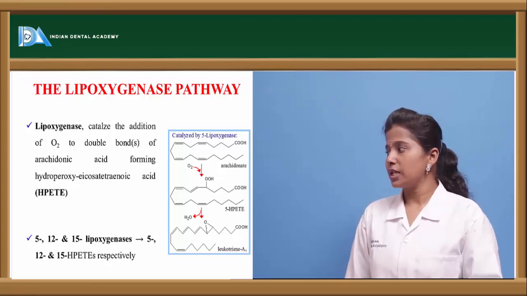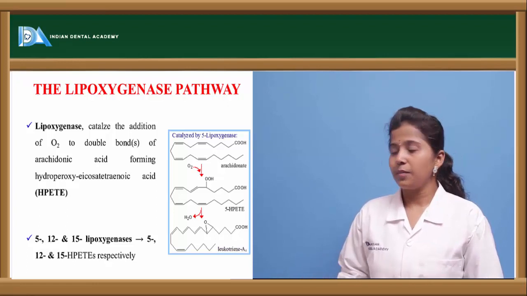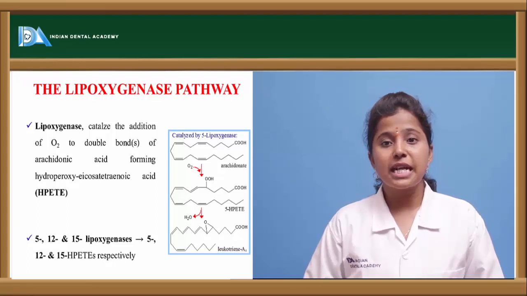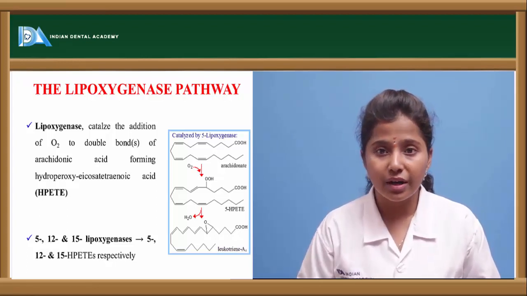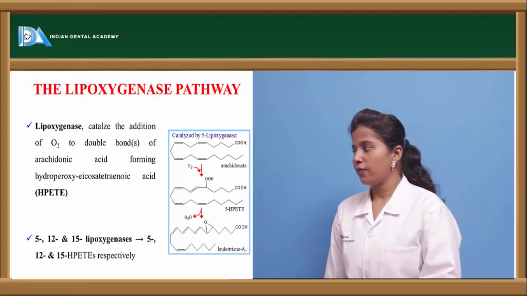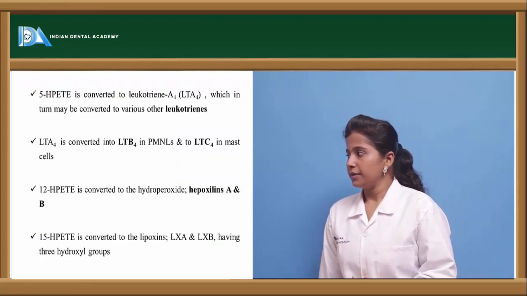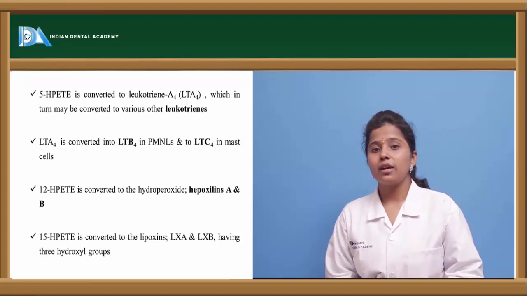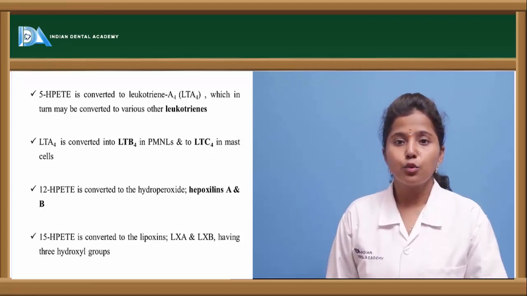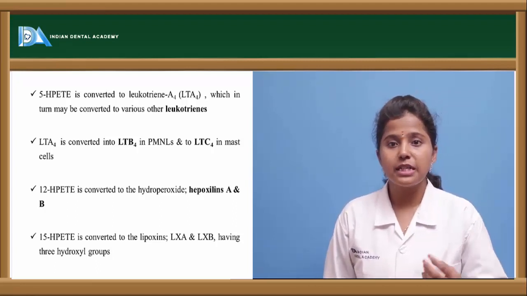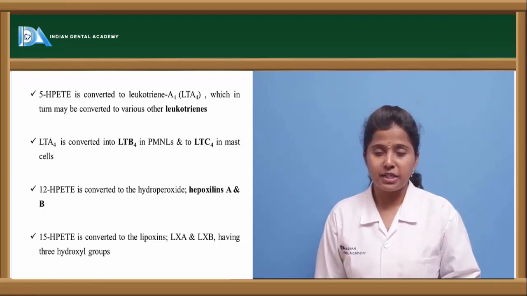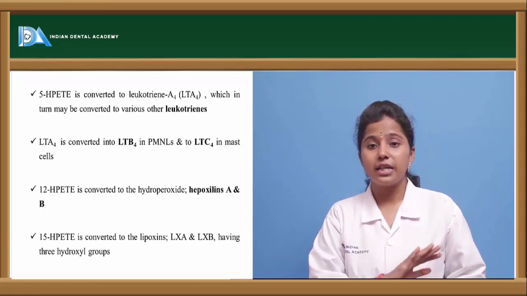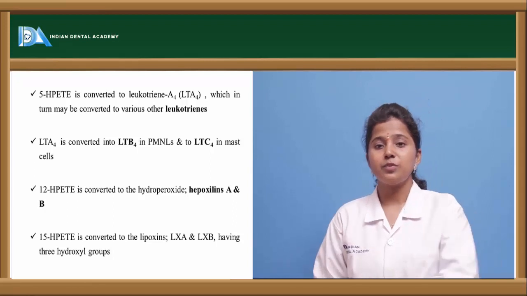Lipoxygenase catalyzes the addition of oxygen to double bonds of arachidonic acid, forming hydroperoxyeicosatetraenoic acid. HPETE is observed in 4 forms, that is 5 HPETE, 12 HPETE, 15 HPETE, 11 HPETE. What are these? If a double bond is present on the C5 carbon atom, then 5 HPETE is observed.